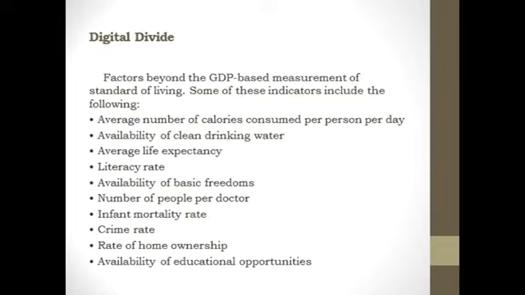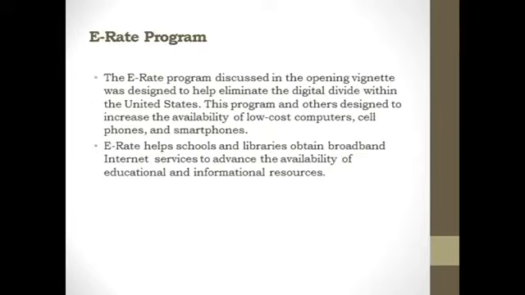Digital divide. Factors beyond the GDP-based measurements of standard of living. Some of these indicators include the following. Number 1 is average number of calories consumed per person per day. Availability of clean drinking water. Average life expectancy. Literacy rate. Availability of basic freedoms. Number of people per doctor. Infant mortality rate, crime rate, rate of home ownership, availability of educational opportunities.